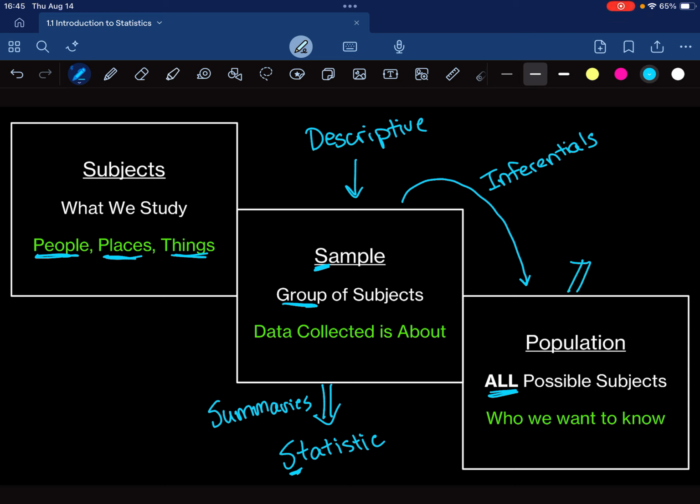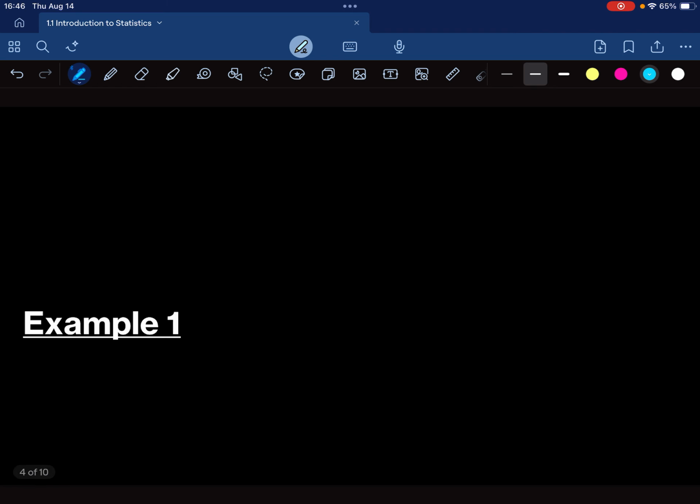Whenever we summarize that population, we will call that a parameter. Now notice again, those letters match up, so we have a population parameter. Both of those start with a P, sample statistic, both of those start with an S. So you know which ones match up. We know which ones go together. Now, I'm going to go ahead and jump into an example.